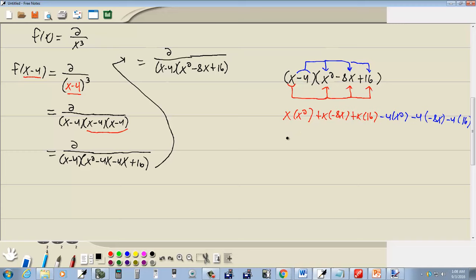Now x times x squared is x to the third. X times negative 8x is negative 8x squared. X times 16 is 16x. Negative 4 times x squared is negative 4x squared. Negative 4 times negative 8x is a positive 32x. Negative 4 times 16 is negative 64.